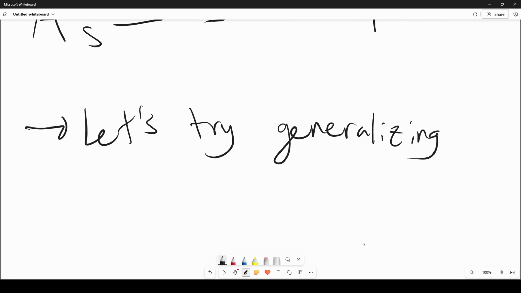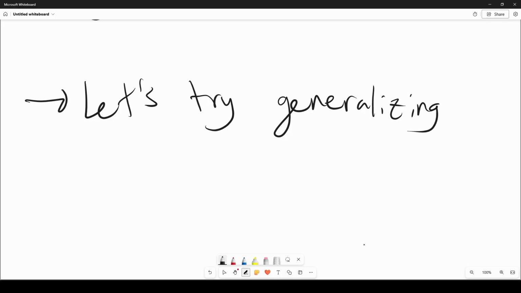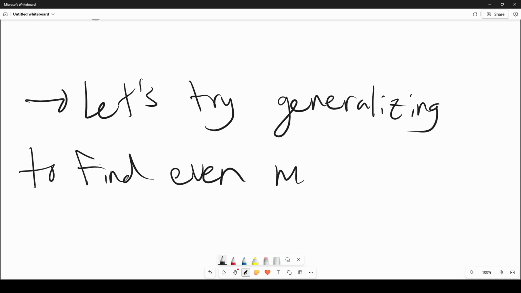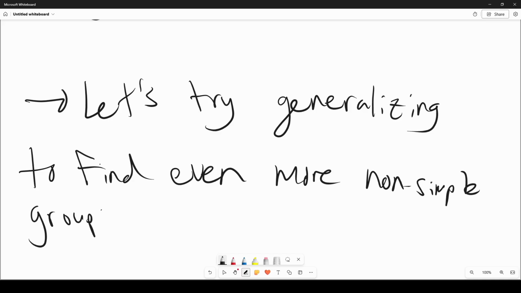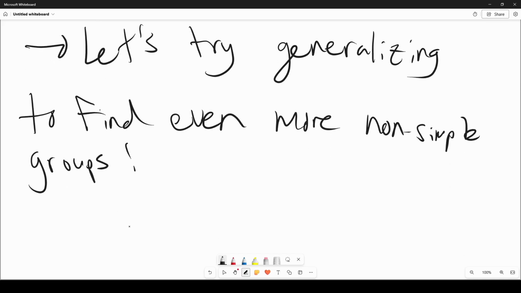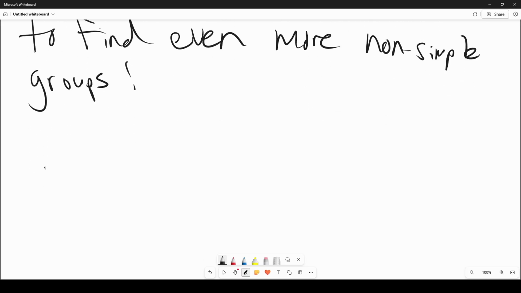To groups of a more general order and see if we can still find that they're not simple. To find even more non-simple groups. So this will be our example 3.